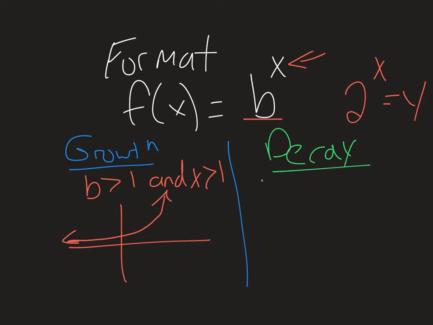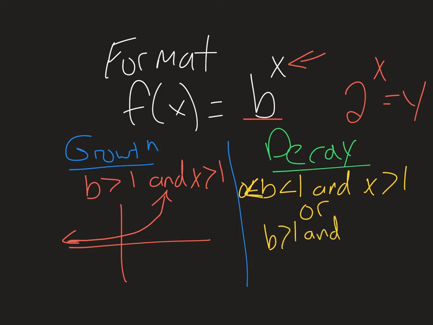Decay, very different. So either b has to be greater than 0 and less than 1, so if it's fractional, if it's a decimal, and x again is greater than 1. Or we could have the case where b is greater than 1 and x is less than 0. If it's negative, that would result in like a fractional power, so to speak. So like if we had 2 to the negative 4, well, that'd be 1 over 2 to the 4th.